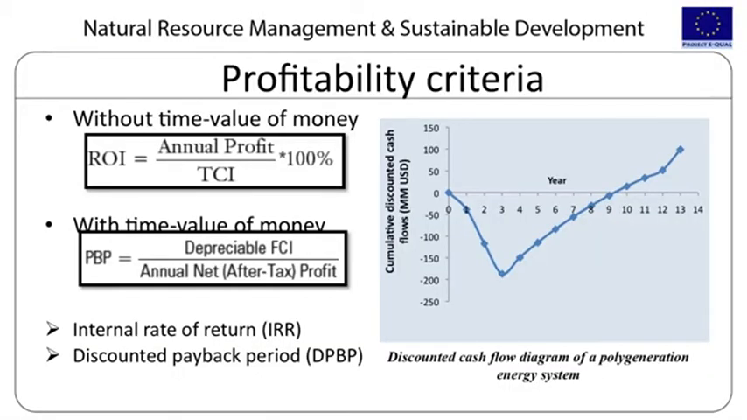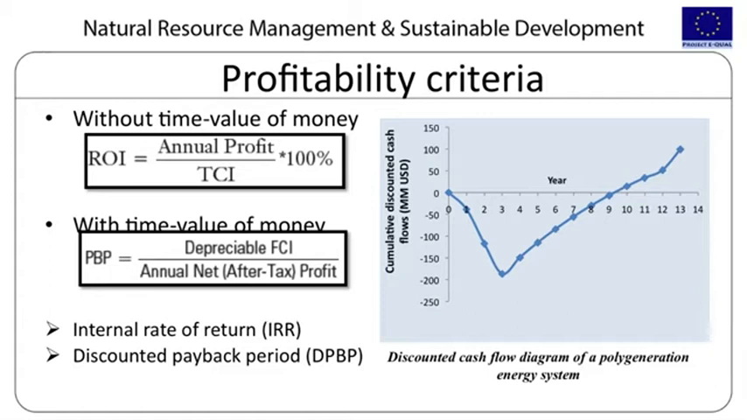Profitability criteria of a plant is determined without or with time value of money. Return on investment or ROI and payback period or PBP are used as profitability criteria as shown in the first two equations, where TCI is total capital investment and FCI is fixed capital investment. Net present value or NPV, IRR, DPBP are used as profitability criteria by taking the time value of money.